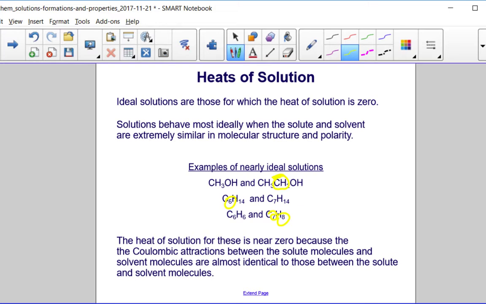So why is the heat of solution for these types of solutions 0? Because the heat of solution comes again from those Coulombic attractions of the solute and solvent particles separating and then forming new Coulombic attractions. So the solute molecules and solvent molecules have Coulombic attractions that are almost the same as those attractions between the solute and the solvent because the two are so similar.